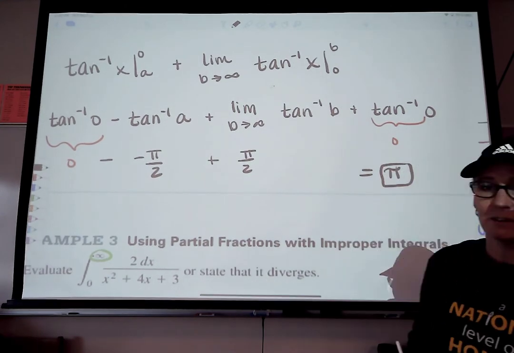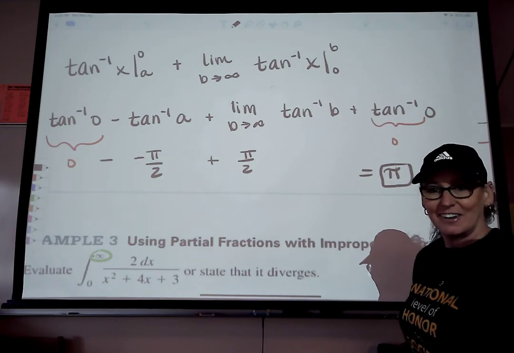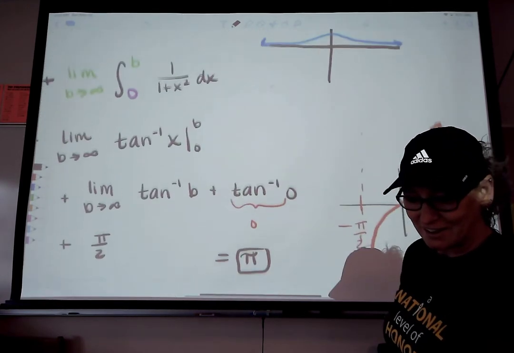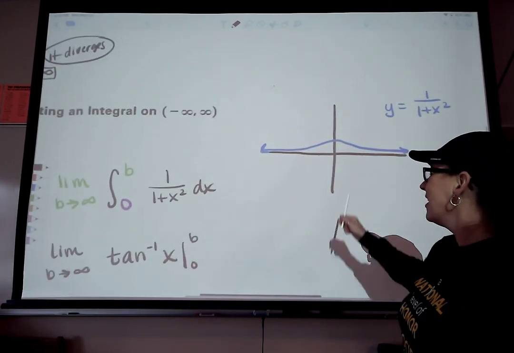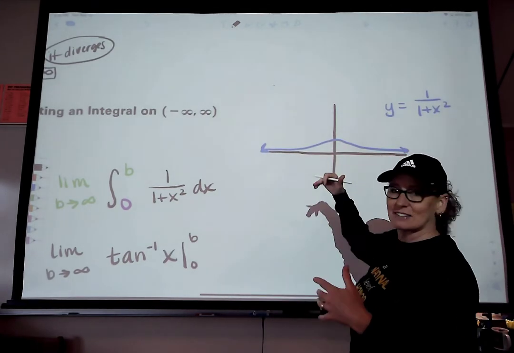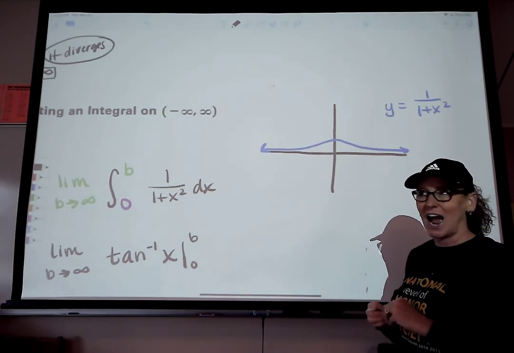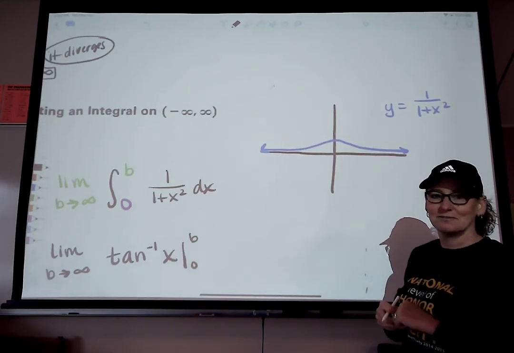Wow. That's kind of wild. That the area under this entire graph, between the graph and the x-axis, from negative infinity to positive infinity, is pi. That's kind of cool.